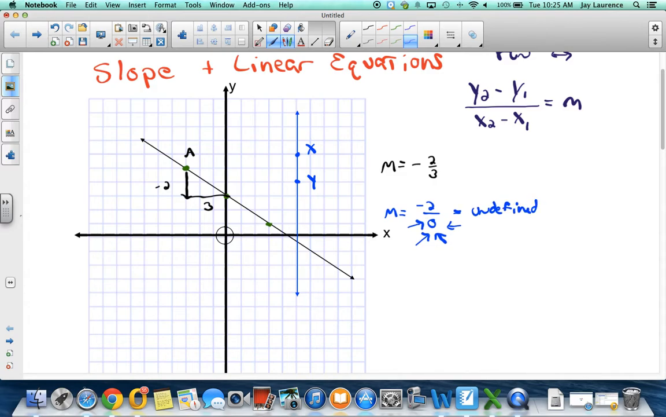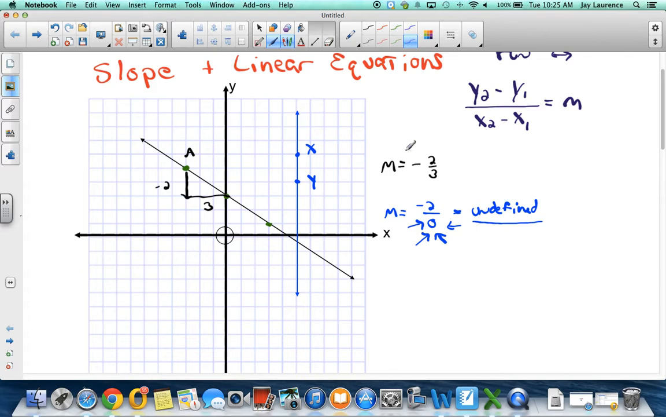Now look, don't be lazy. If you're a kid that gets it mixed up, pick up the calculator and type 2 divided by 0. You will get an error. If I do 2 divided by 3 or negative 2 divided by 3, I'm going to get a decimal. If I do 0 divided by negative 2, I'm going to get 0. If it's 0 in the denominator, it is an undefined slope. Vertical lines have an undefined slope.